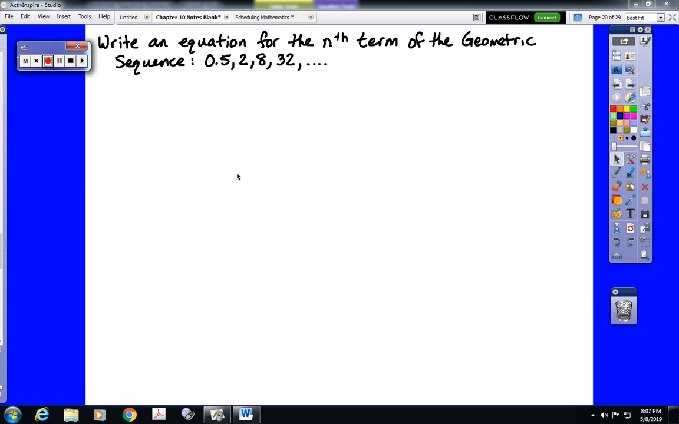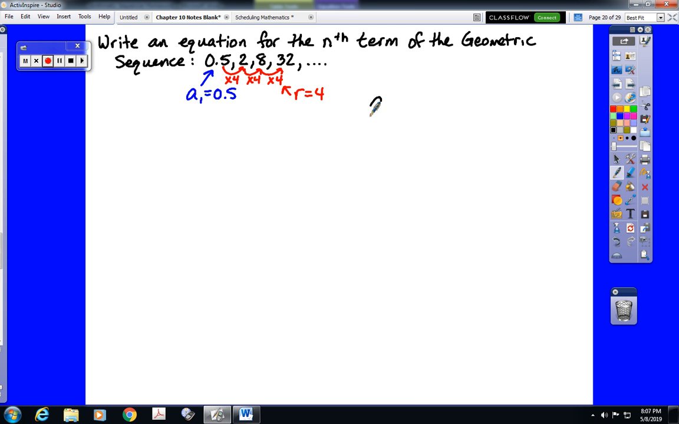Alright, this video will cover how to find the equation for the nth term of a geometric sequence. This is actually easier than finding a specific term. In order to write the equation for the nth term of a geometric sequence, we need to know two things. We need to know the first term, in this case 0.5, and we need to know the common ratio. So in this case, every single time we are multiplying by 4. So r would equal 4, and a sub 1 is 0.5.